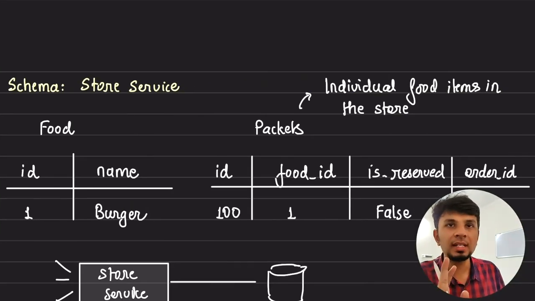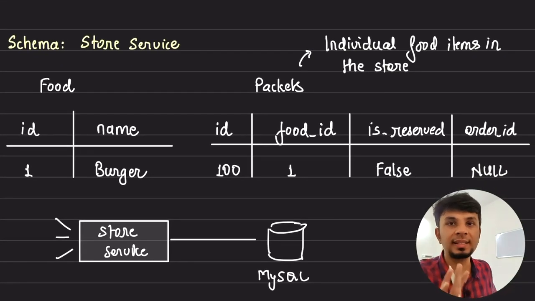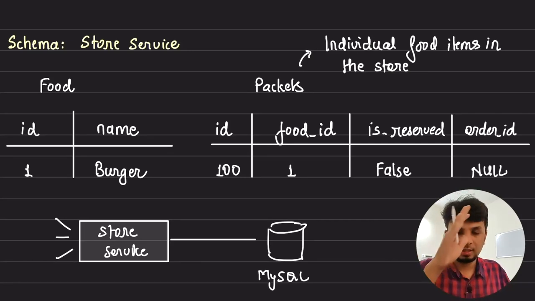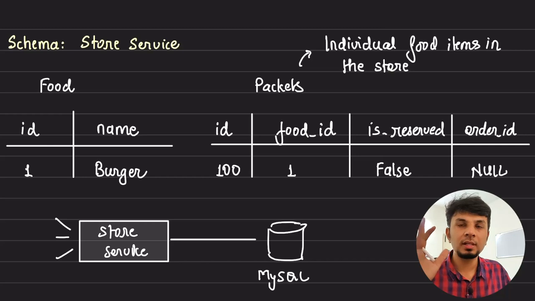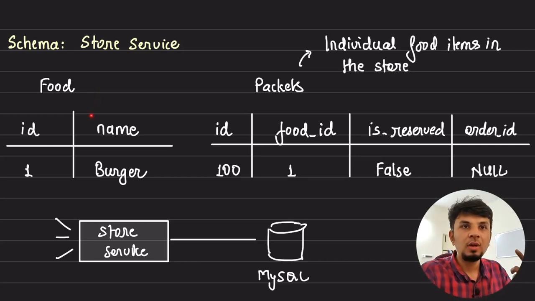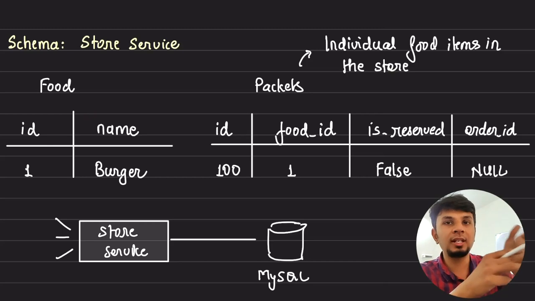The second schema is for the store service. Now this is an interesting schema, because I've split my food items into two sections. The first is food, which means that let's say there is a particular restaurant and a particular dish, let's say Burger King's burger.